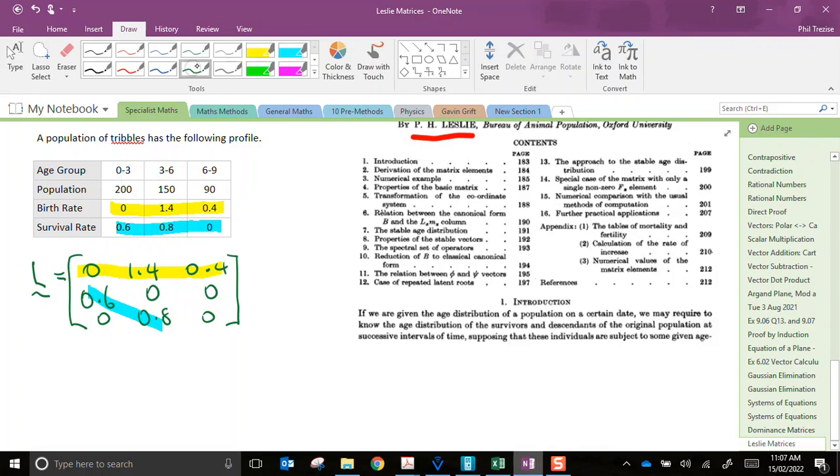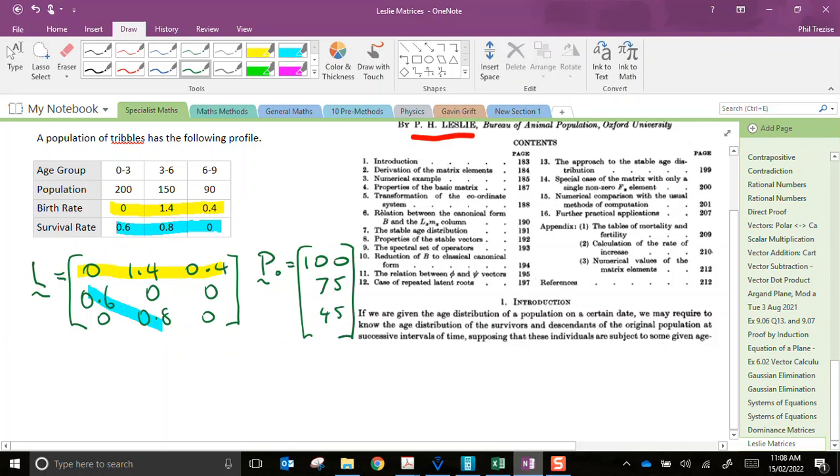Now let's talk about the population vector. We'll call it P0 for the original. The population vector is the numbers 200, 150, 90, but we only want to count the females. So I'll be halving those numbers: 100, 75, and 45. Now, why only the females?